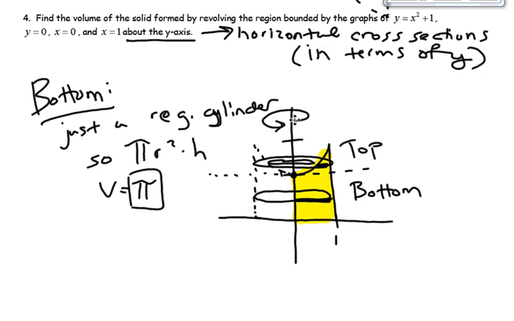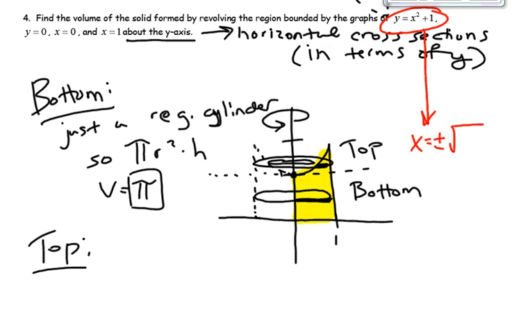Okay. So then we need to calculate the top. Now, since we want horizontal cross sections, we need everything in terms of y. So that is this equation up here. I need to put that in terms of y. So I need to solve for x. So that's going to be x equals the positive and negative square root of y minus 1.